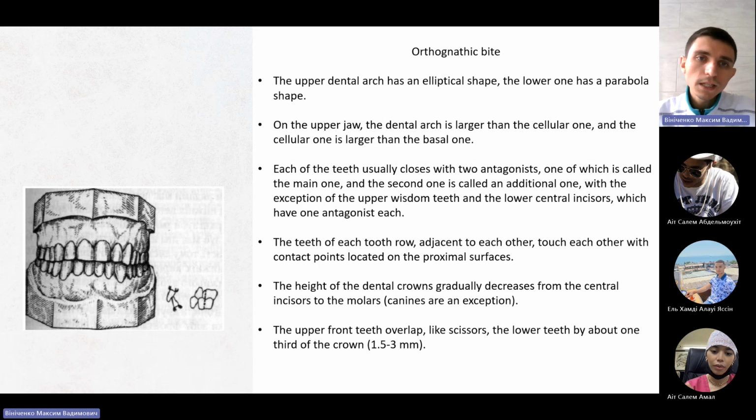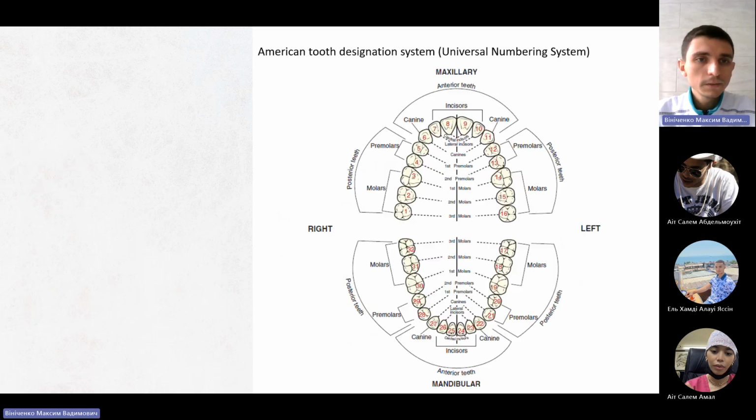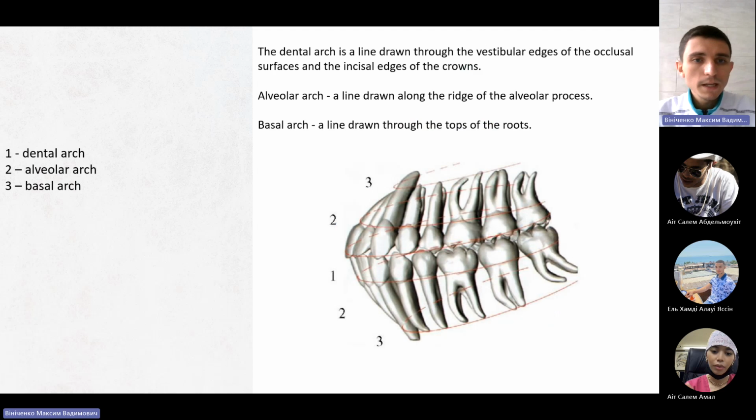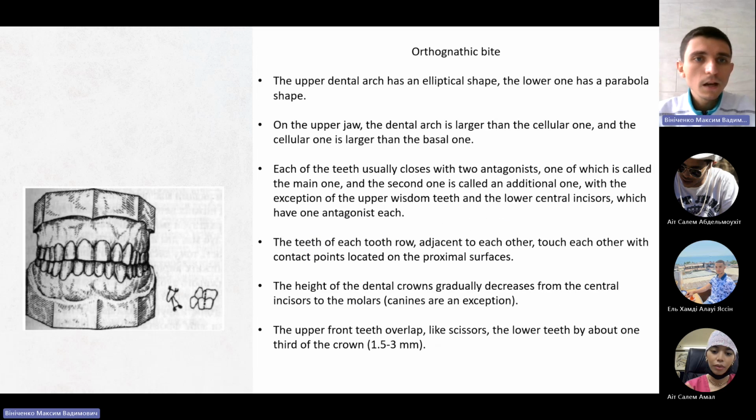On the upper jaw, the dental arch is larger than the alveolar one, and the alveolar one is larger than the basal one. So as you remember, we talked about these arches here: alveolar, basal, alveolar arch, basal arch, dental arch. As you could see there, the upper dental arch has an elliptical shape. The dental arch is larger than the alveolar one, and the alveolar one is larger than the basal one on the upper arch, the maxilla.